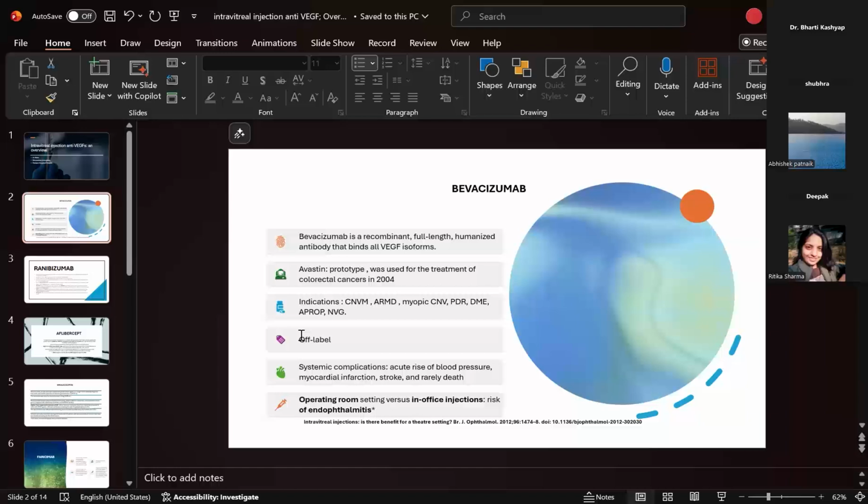You can give your injections either in the operating room or in office settings. Both have been practiced all across the world, but the most common setting that everyone prefers is an operating room because it has significantly lower risk of endophthalmitis. I will come to details of bevacizumab versus the other injections in later slides.